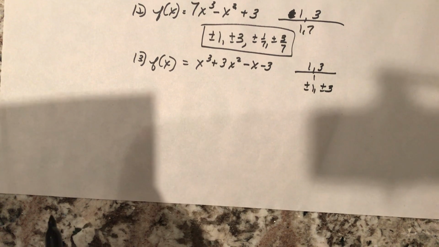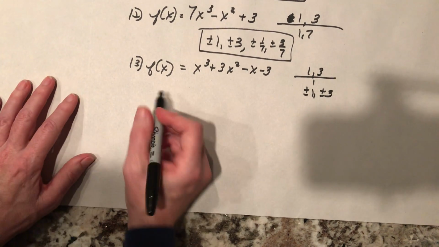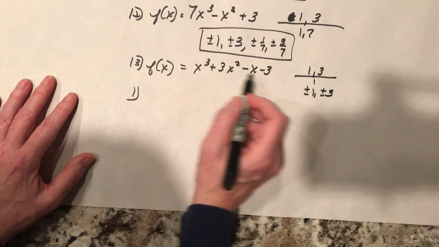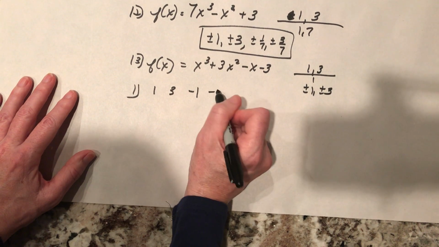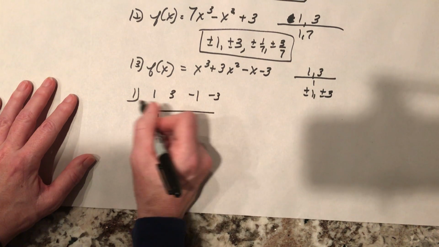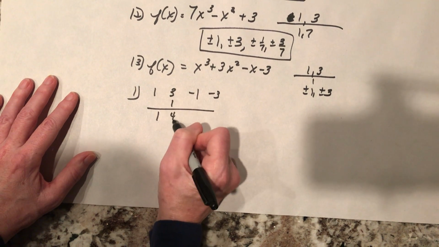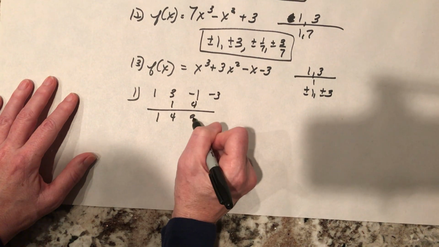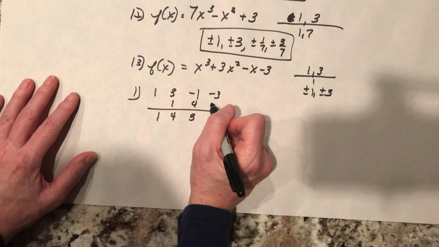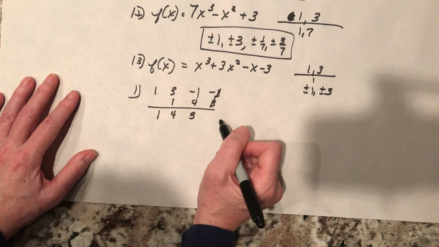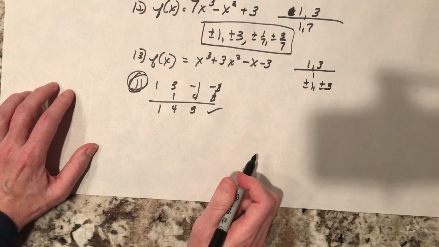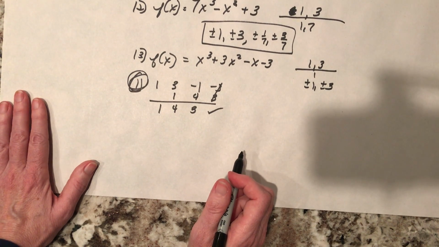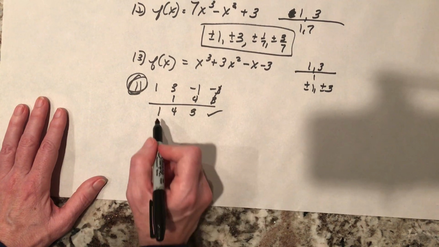And so, let's try 1. Let's look at what we've got here. 1, 3, -1, and -3. 1 times 1, add them together, 4, that gives us 3. 3 times 1 is 3. That zeroes out. Good, that worked. That's going to be a good zero for us, so we're going to use it. So 1 is a zero in this equation.